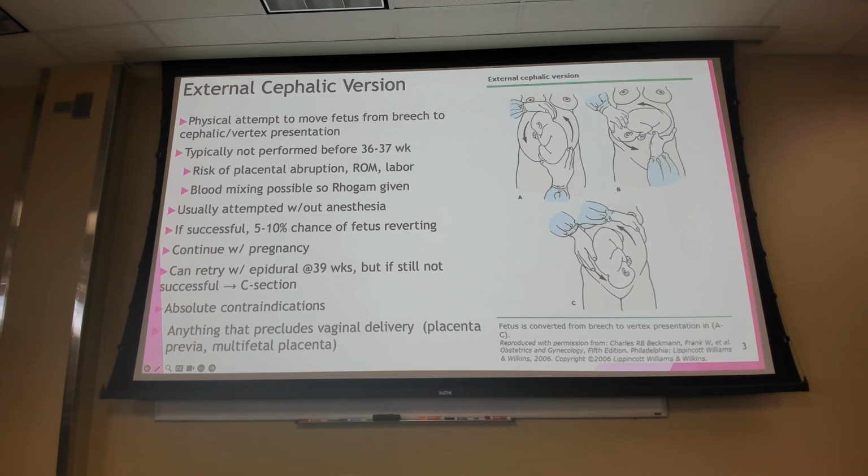But if they're able to get baby vertex down, then they can induce labor. The absolute contraindications for external cephalic version is anything that would preclude vaginal delivery. There's no reason to turn baby if we're not going to have a vaginal delivery anyway, right? So if we have a placenta previa, a vasa previa where the cord is in front of the head, or a multi-fetal pregnancy, then we also don't want to do it. So anything that precludes vaginal delivery will preclude external cephalic version. There's no reason to do it because we're not going to deliver vaginally anyway.